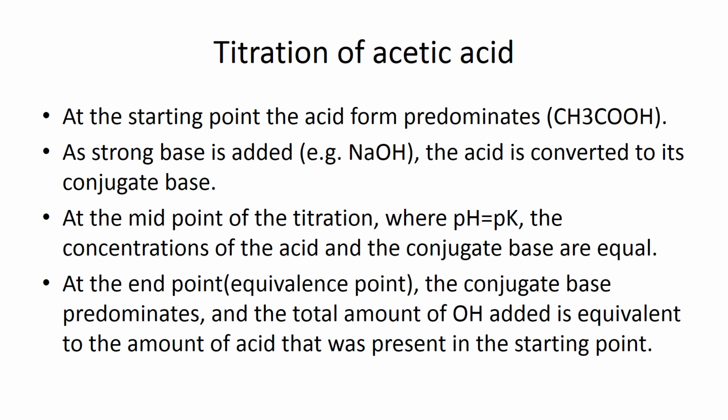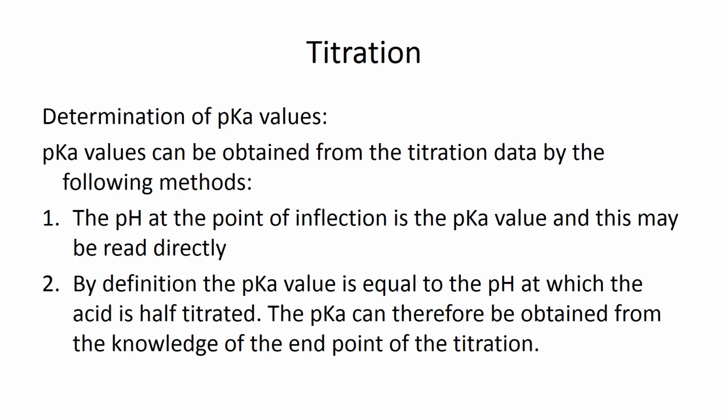At the middle of the titration, where pH is equal to pK, the concentration of acid and the conjugate base are equal, or the dissociated and undissociated forms are equal. At the end point, the conjugate base predominates. All the acetic acid is converted into acetate, and the total amount of hydroxyl ion added is equivalent to the amount of acid that was present in the starting solution.